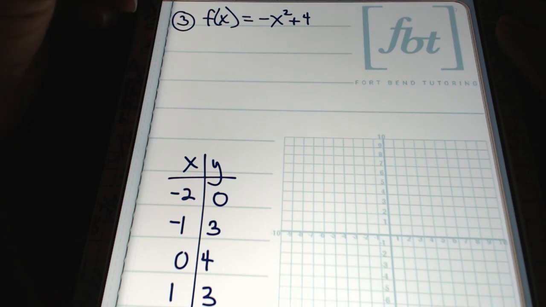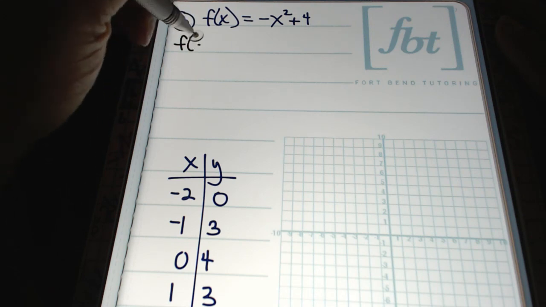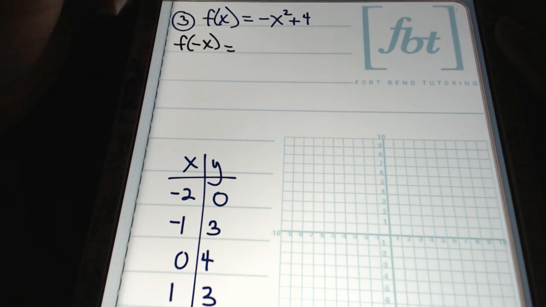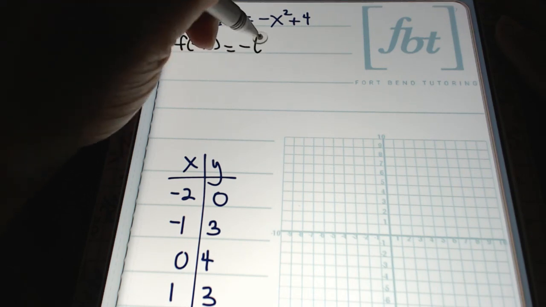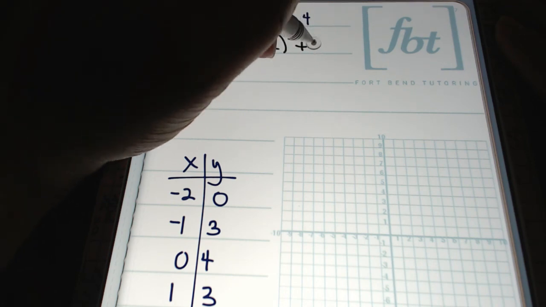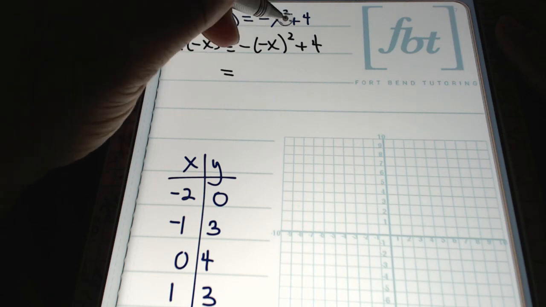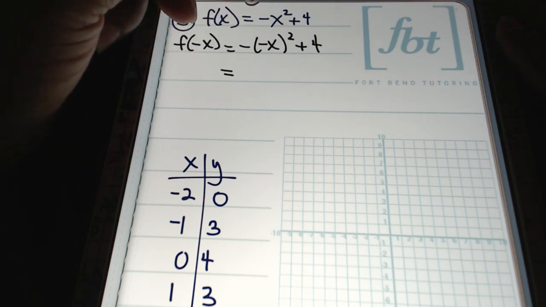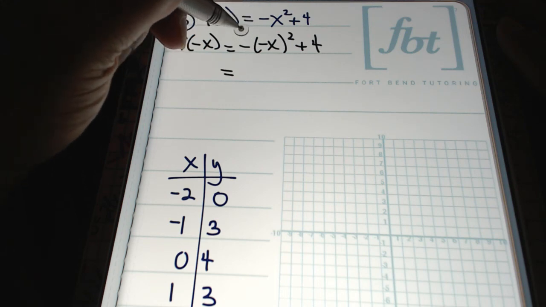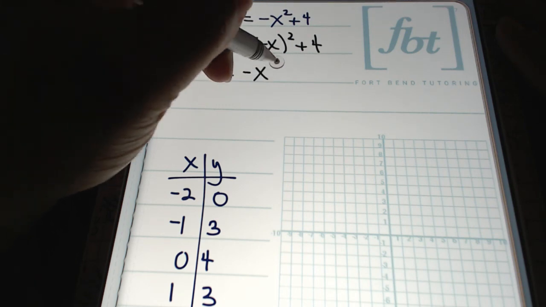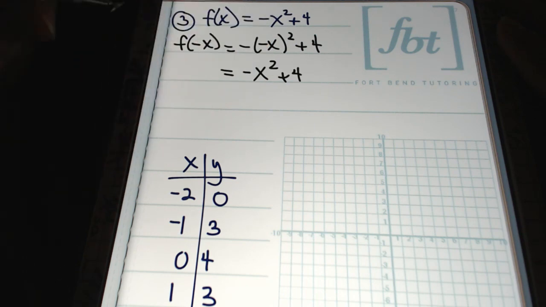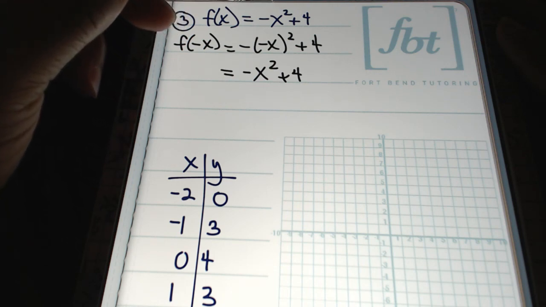Let's first of all start our algebraic even and odd test by replacing all the x's in the original function with negative x. Let's do that first. So it'll look like this. We'll have the opposite of negative x squared plus 4. Simplifying this, we have negative x squared, which means negative x times negative x, and negative x times negative x is x squared, but then you have the opposite of that, so you'll end up with negative x squared plus 4. Well, that expression looks familiar, doesn't it? I mean, doesn't that just look like the original problem that we have here?